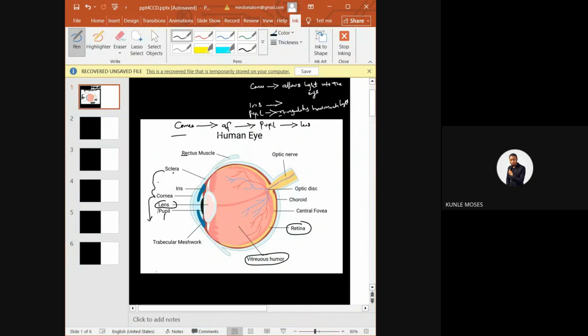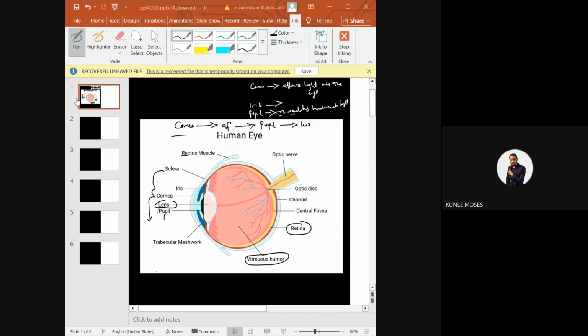So we first talked about the cornea. The cornea allows light into the eye. We talked about the iris, how it helps to adjust the pupil. We talked about the pupil and how it regulates the amount of light that is entering toward the retina. And also we talked about the lens. We said the lens helps to focus light on the retina. So the lens will receive the light that has been adjusted by the pupil and send it to the retina, but it will pass through the vitreous humor here. I hope that is taken.